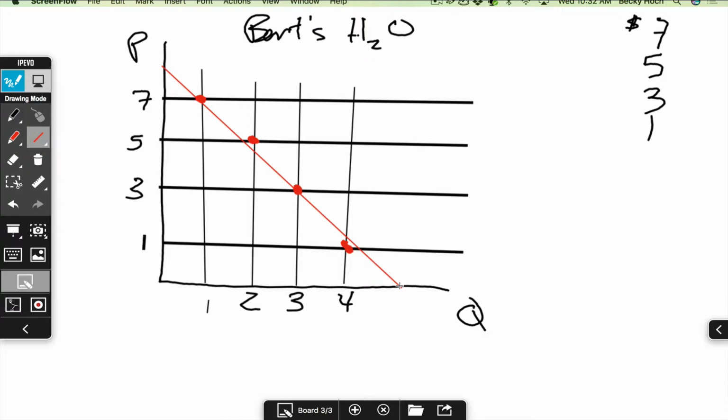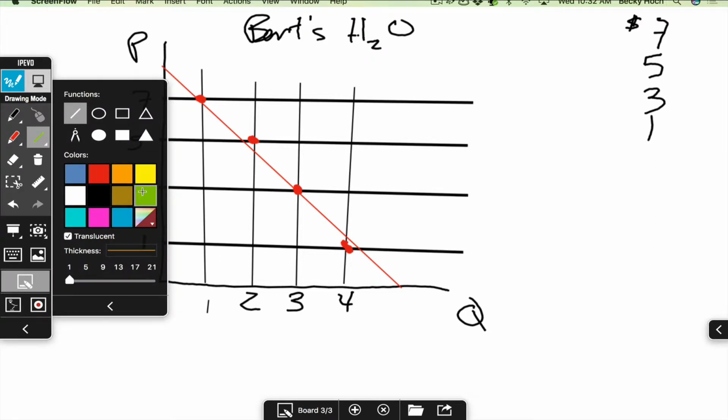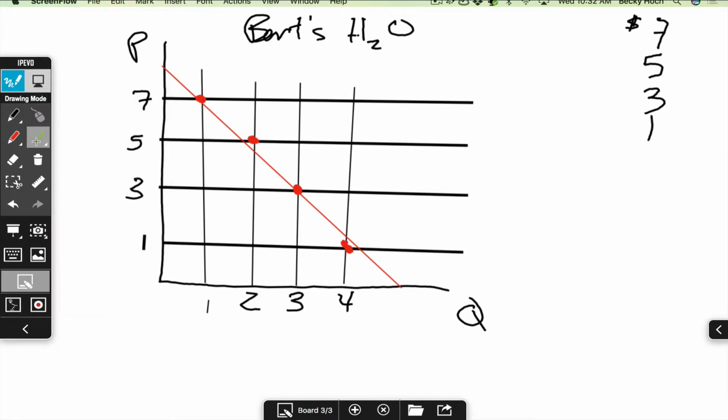My spacing was not good. Oh well. Alright. So if the price of water is $4, how many bottles of water does Bert want? 2. Can you buy a half a bottle of water? How many bottles of water does Bert want? 2. Okay?